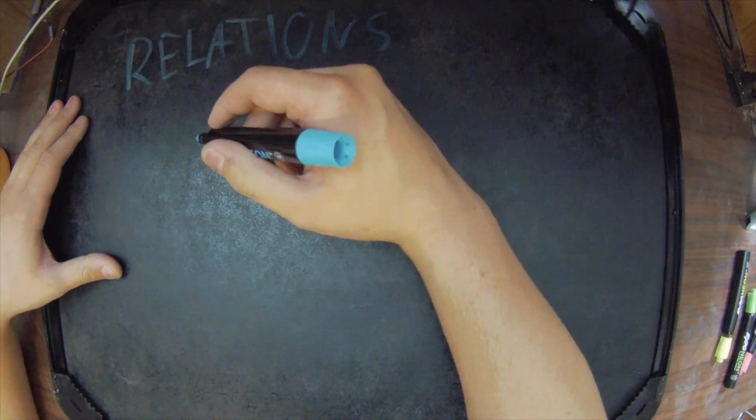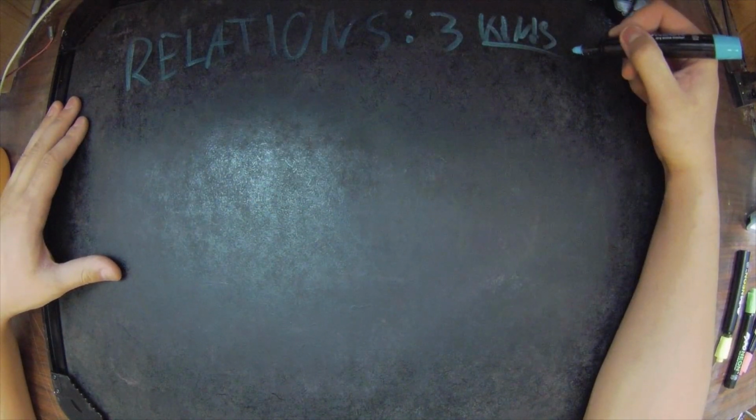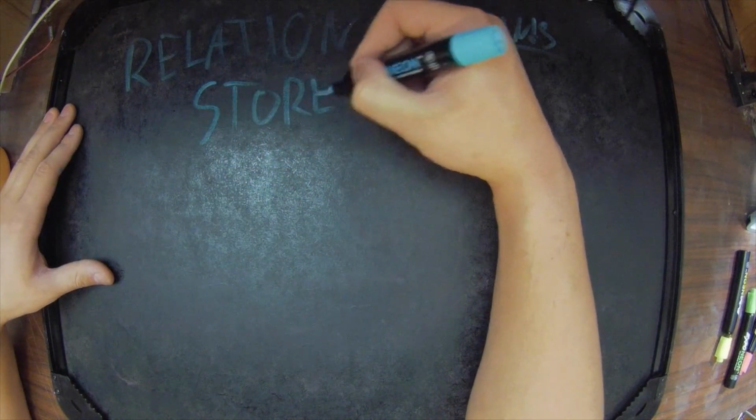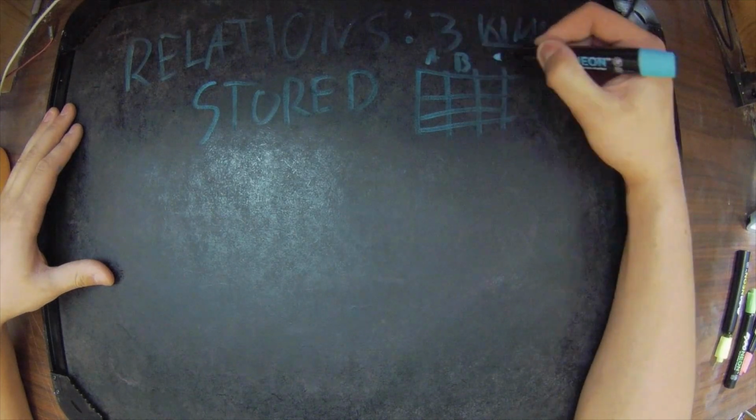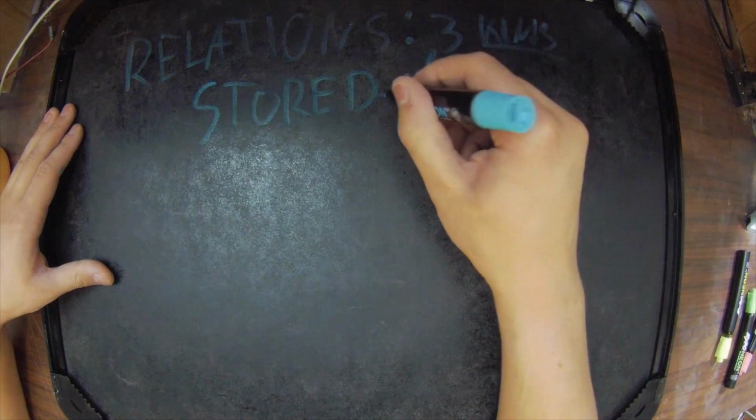First up, we're going to talk about relations. There are three different types of relations. First one is stored relations, which are called tables. These are what we've kind of been talking about, and they're hard-coded, declared, and stored inside of the database.